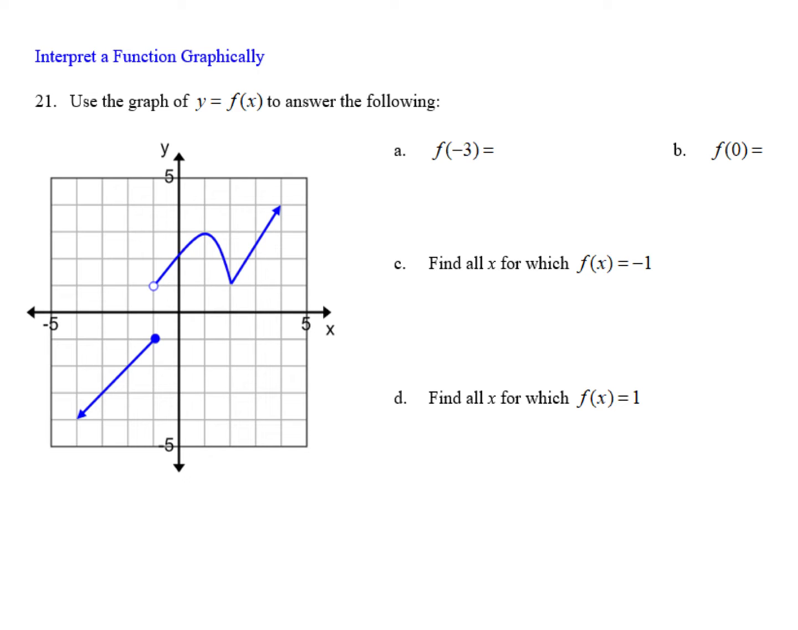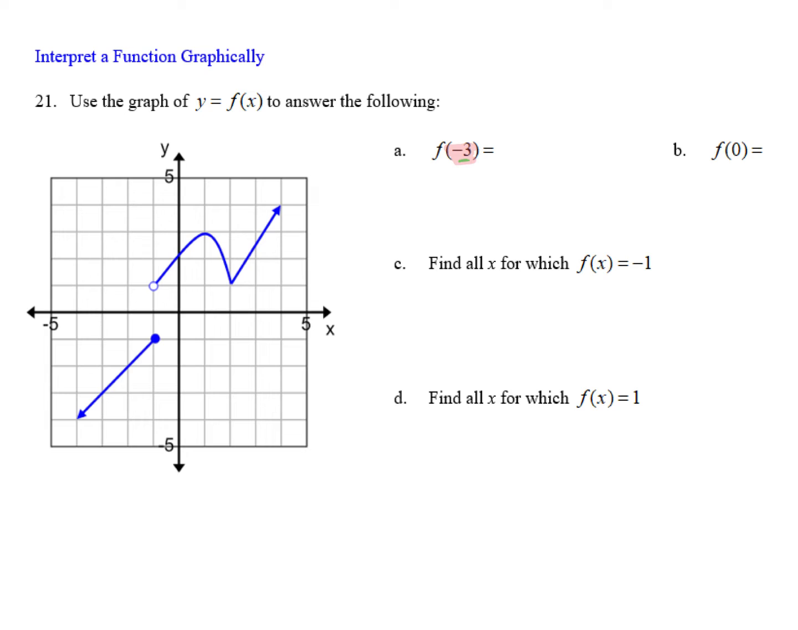Now let's put all this information together and do some analyzing of this graph. So I've got a graph here. It's a function. The first question asks me, what is f of negative 3? Well, remember, f of negative 3 means that I am looking for an x value of negative 3. So if I'm looking for an x value of negative 3, where is that?